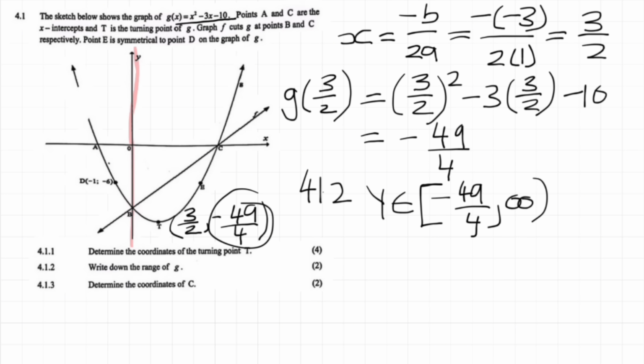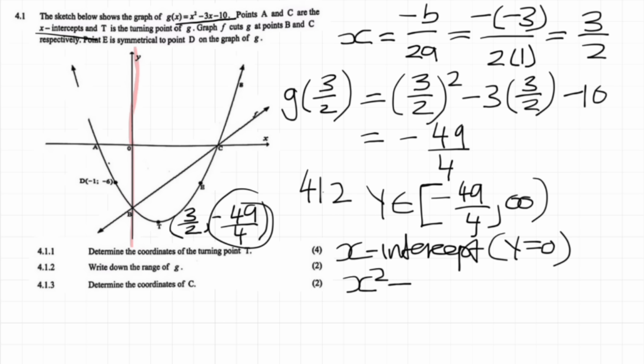So the last one, they say 4.1.3, determine the coordinate of C. What did they say about the coordinate of C here? They say A and C are the x-intercepts. So how do we find the x-intercept? We know to find the x-intercept, we need to let y be equal to 0. So where do we let y be equal to 0? In our original equation, our equation is x squared minus 3x minus 10. We're going to put it equal to 0.